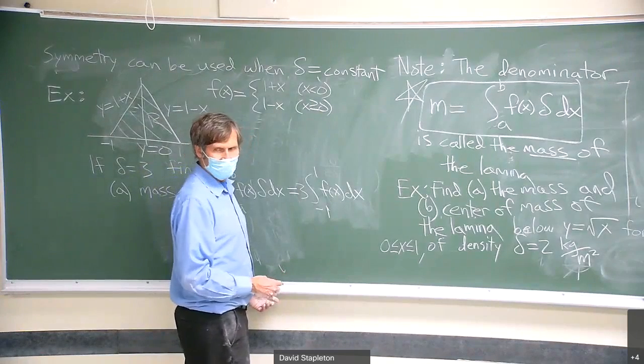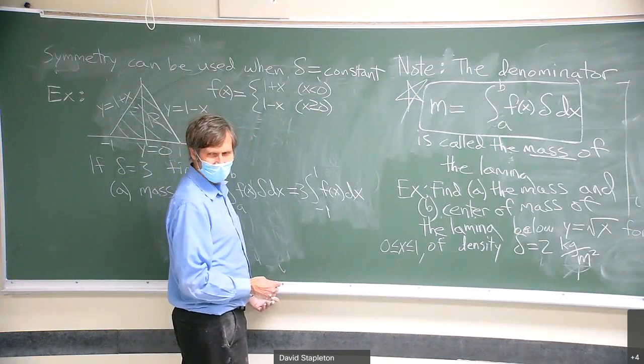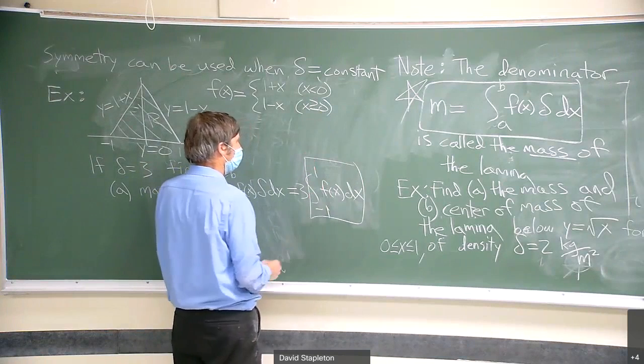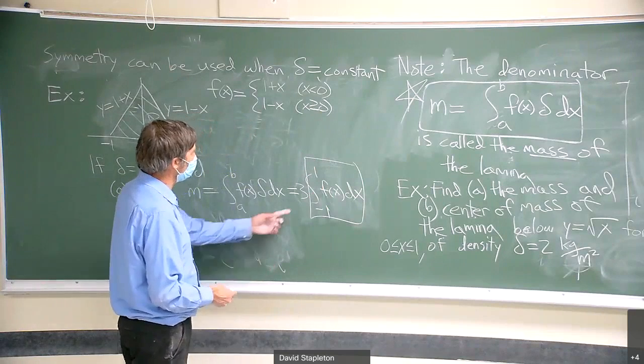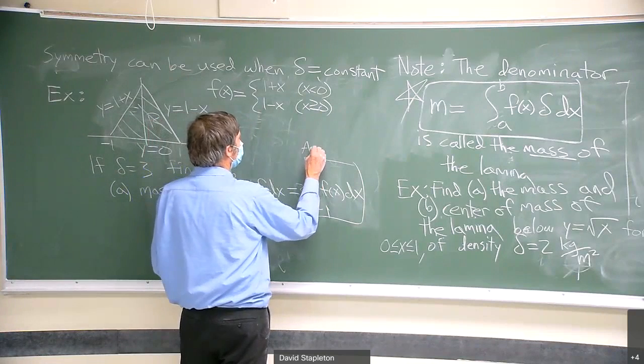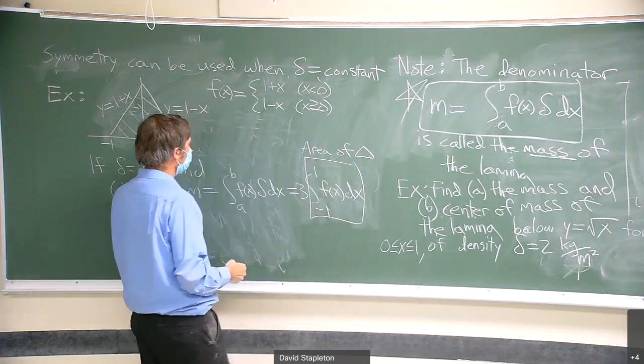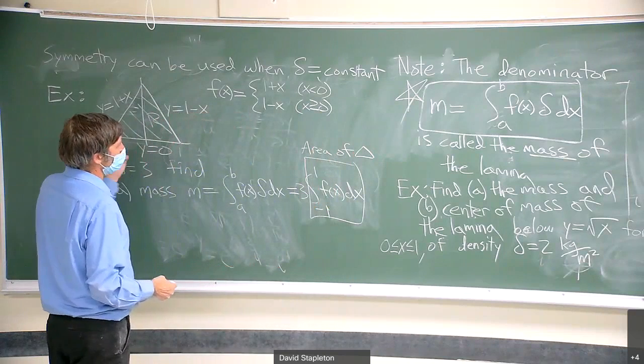Yeah, that's easier, even easier than that. What is this? That's just the area of the plane region. That's the area of the triangle. All right, if you take the integral of f of x dx, it's just the area below the curve.